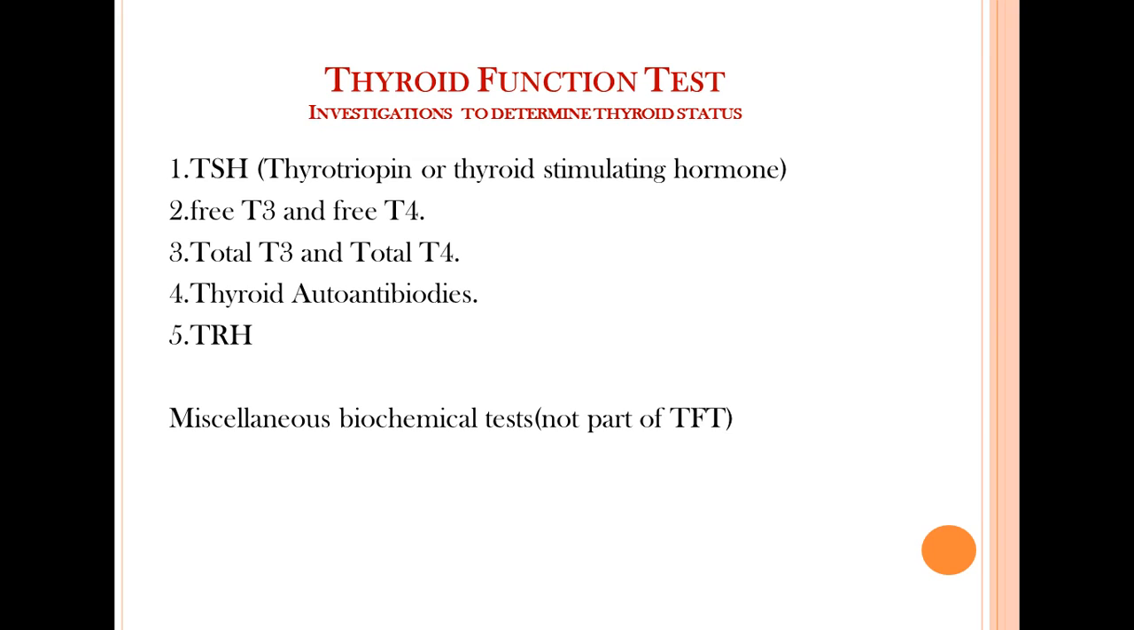The investigations that are done to determine the thyroid function are the TSH, the thyroid stimulating hormone, the free T3 and free T4, the total T3 and total T4, thyroid autoantibody, and we have types of thyroid autoantibody, and rarely we can use the thyroid releasing hormone test. A routine use are the TSH and the thyroid hormone.